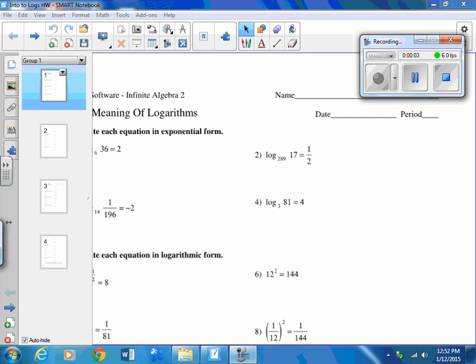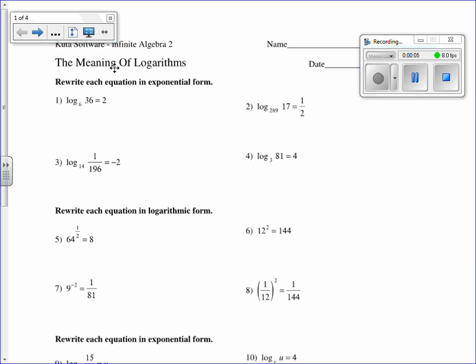This is a solutions video to the beginning logarithm homework. I told you guys that you had to do it all because this is pretty basic. So let's start off. We were given a log equation and had to rewrite it in exponential form.